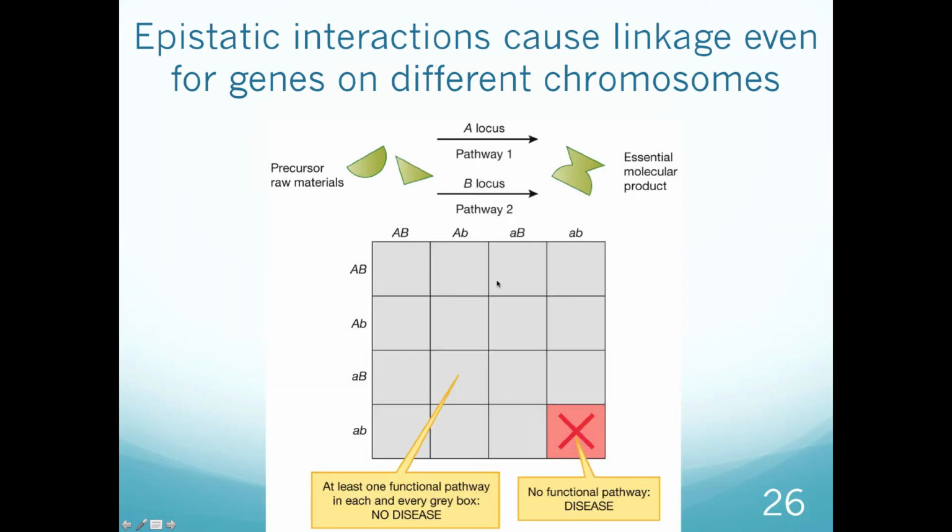So an example of this would be two different pathways that create the same molecular product. And if you have a working dominant big A locus, then you don't need the B locus because you're able to create the product. Also, if you have a working B locus, then you don't need a working A locus. So individuals will be healthy if they have a big A or a big B, which means all of these gray genotypes will be healthy genotypes, except for individuals that have the little a, little b haplotype. Those individuals will not be able to make the molecular product and therefore will have a genetic disease.